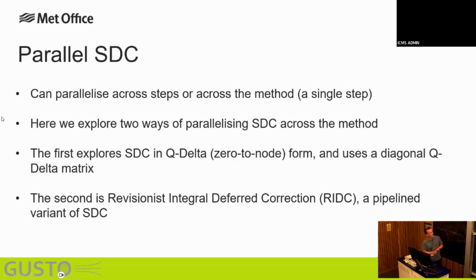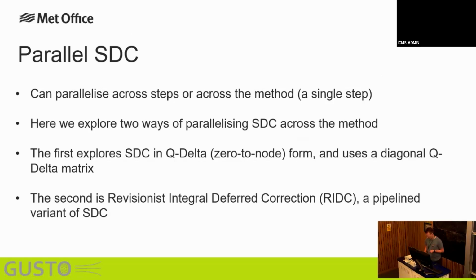Okay, so hello SDC. Essentially, I'm parallelizing in 2 different ways. The first is the way that you saw before, which has this SDC in Q delta form and uses a diagonal Q. And the second is revisionist integral deferred correction, which is essentially a pipeline variant of SDC.